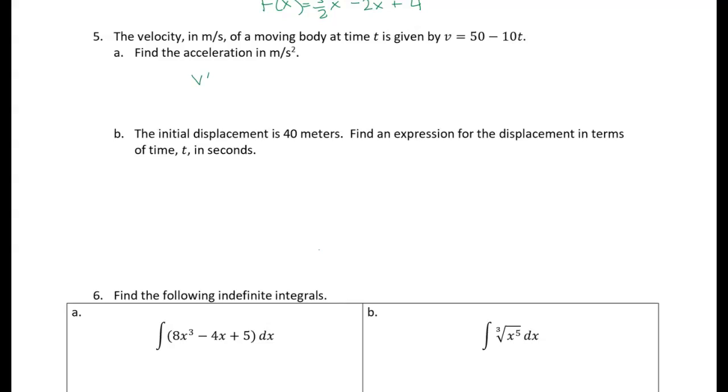So if we take the derivative of this function, we get derivative of constant is 0, and derivative of minus 10t is just minus 10. So our acceleration is negative 10 meters per second squared.